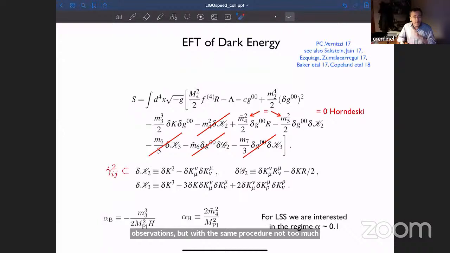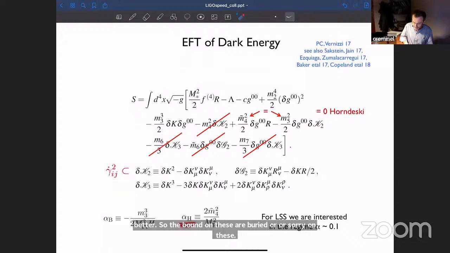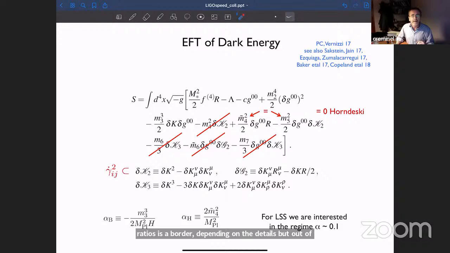So the bound on this operator, maybe I should talk about the ratio, these dimensionless ratios, is of order, depending a bit on the details, 10 to the minus 10. So they are way, way better than what one can obtain using large scale structure observations. That's why I just erased some of these operators. So the message, forgetting about the details, is that in some cases, for some of these operators, the observation of gravitational waves can do a job which is much better than what large scale structure can do.